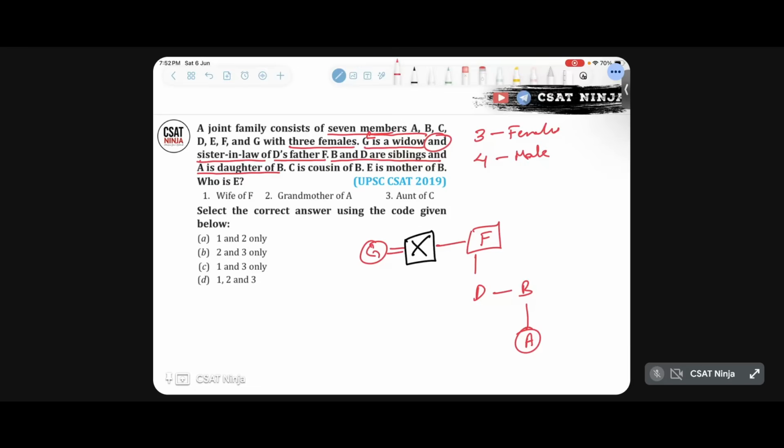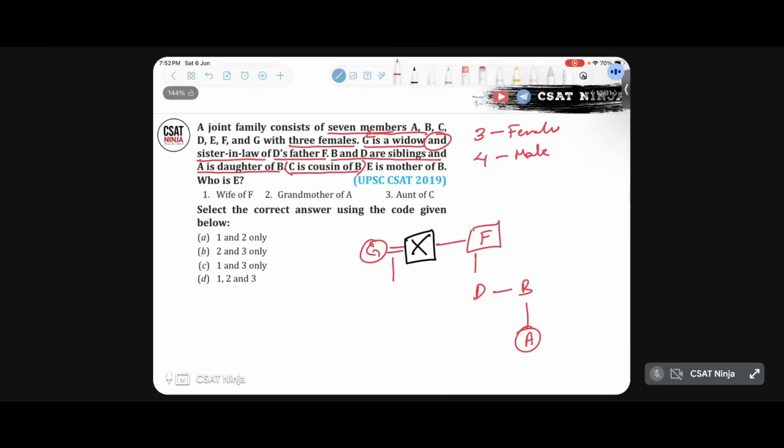Next statement. C is a cousin of B. C is the cousin of B. So here, this is a critical statement. C is a cousin of B, which means that C will be a cousin of B there. But remember, I don't know the gender of this one as well. B's father's brother's son can be a cousin there. So that's the reason why I'm putting it here. C is a cousin of B. Next one.